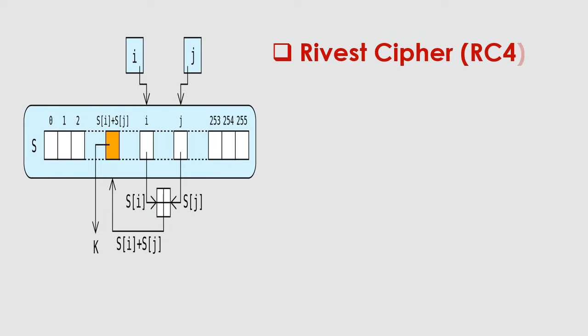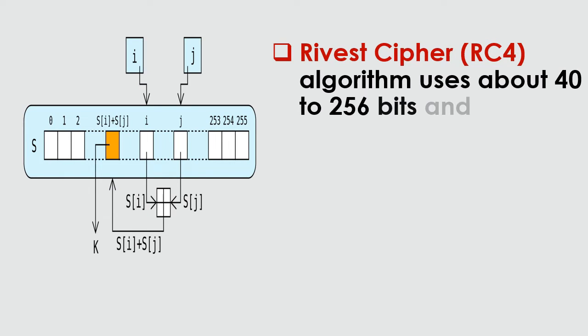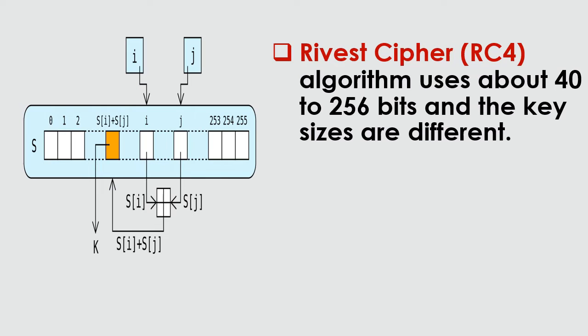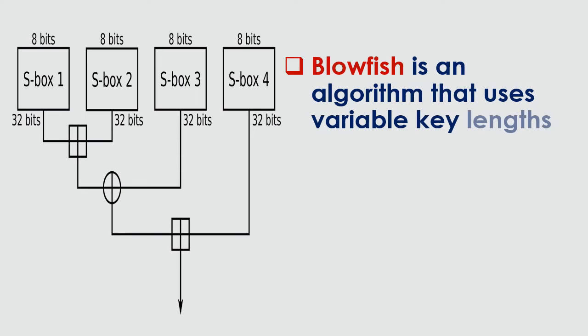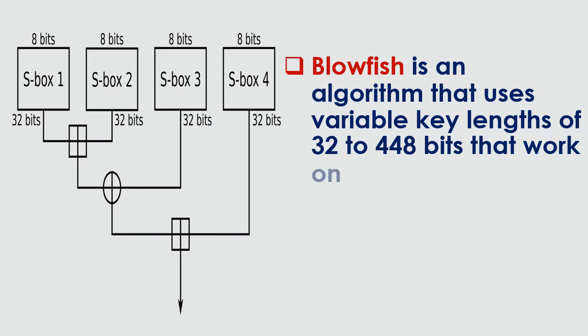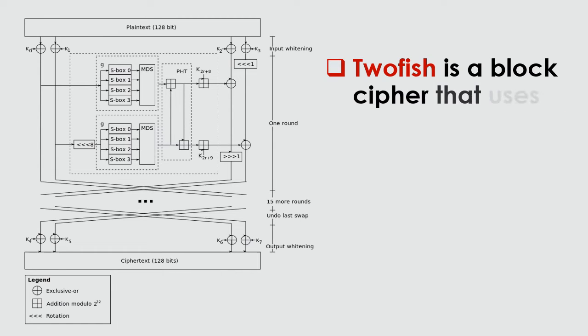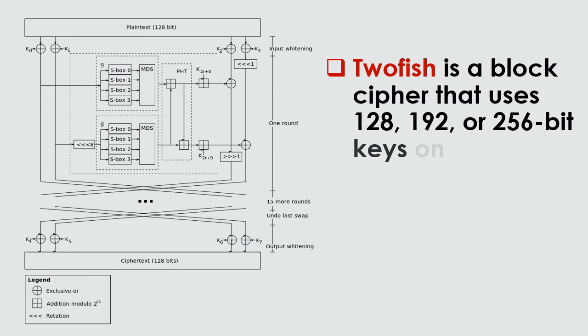Rivest Cipher, RC4, algorithm uses about 40 to 256 bits, and the key sizes are different. Some of the examples where RC4 is used are in protocols such as Secure Sockets Layer, SSL, and Wired Equivalent Privacy, WEP. Blowfish is an algorithm that uses variable key lengths of 32 to 448 bits that work on 64-bit blocks. Twofish is a block cipher that uses 128, 192, or 256-bit keys on 128-bit blocks, and is considered to be more secure.